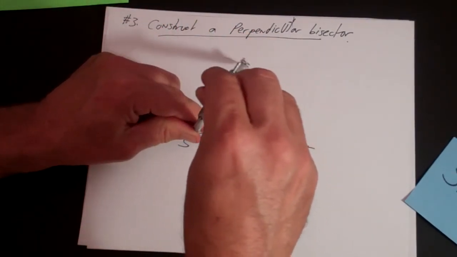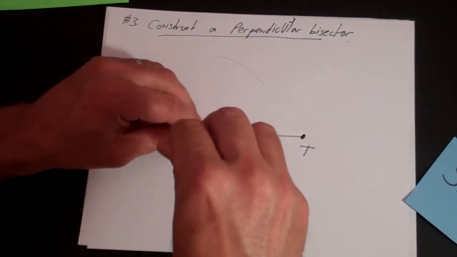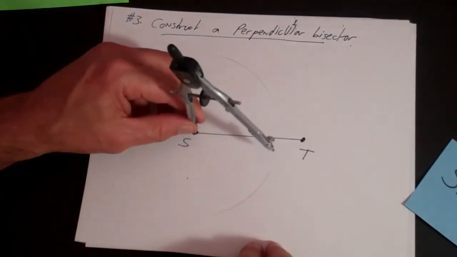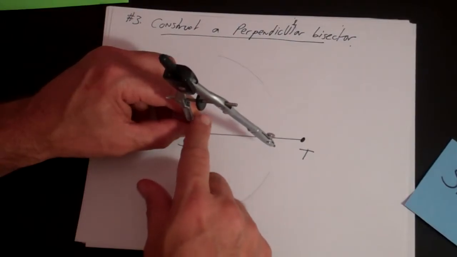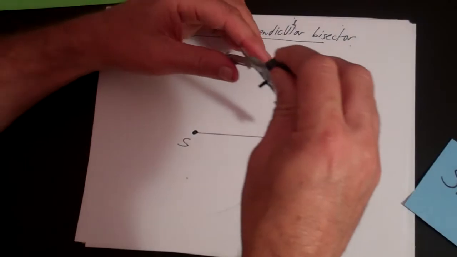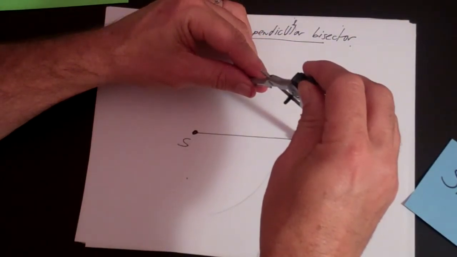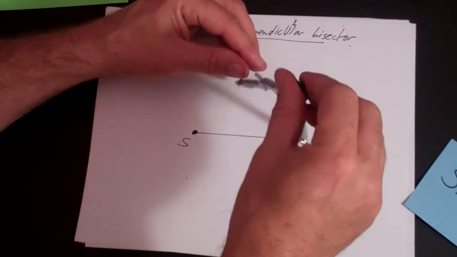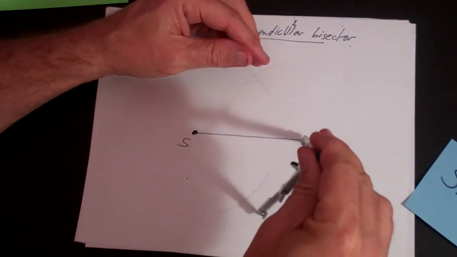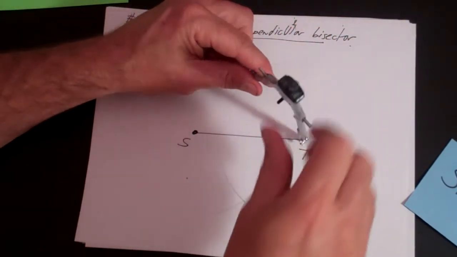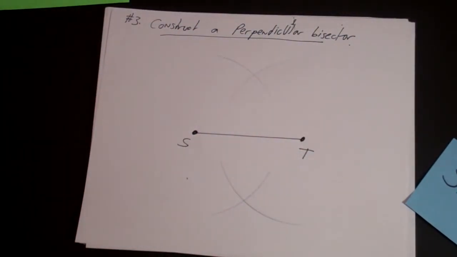So let's do this. Let's draw an arc here. Let's draw one up here. And let's draw one down here. And now keeping the arc length the same, right? So don't change anything about your compass. Just switch over to the other end point and draw an arc, and draw another arc, so that you end up with 2 arcs on top that intersect and 2 arcs on bottom that intersect.